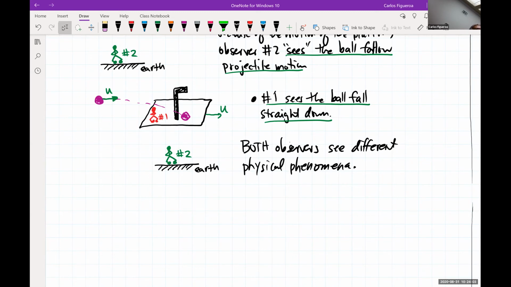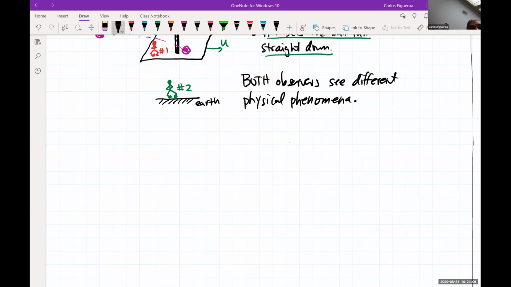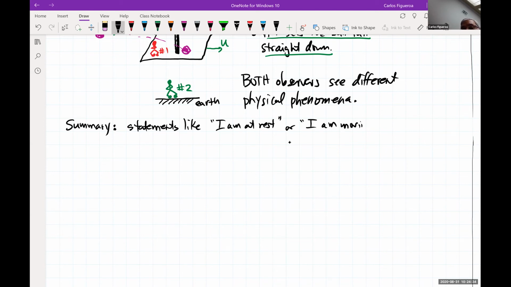So to summarize, and I think this is a really hard concept, statements like "I am at rest" or "I am moving" have no absolute meaning.